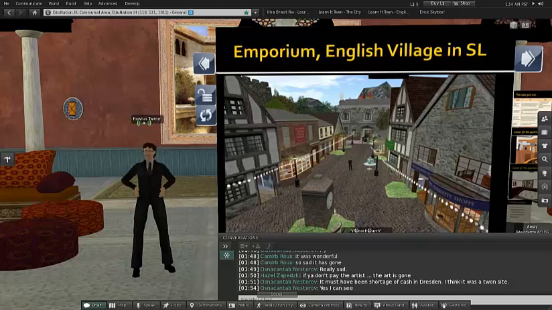All right, this is what English Village in Second Life looks like. This is the main street, and there are several shops there, and there are 2 or 3, I can't remember very well at the moment, 2 or 3 emporium-like shops in English Village. So I just introduced, I came with the students here to the main street with their avatars, and I told them, okay, here we are in the village.